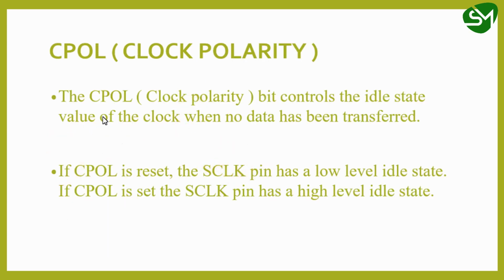So let's understand the clock polarity. Clock polarity is nothing but the bit that controls the idle state value of the clock. If the clock is idle, the data cannot be transferred. The idle state of the clock, whether the high state is idle or the low state of the clock is idle, is defined by the clock polarity of the SPI communication. If the clock polarity is reset, low level of the clock is idle. If the clock polarity is set, high level of the clock is idle.